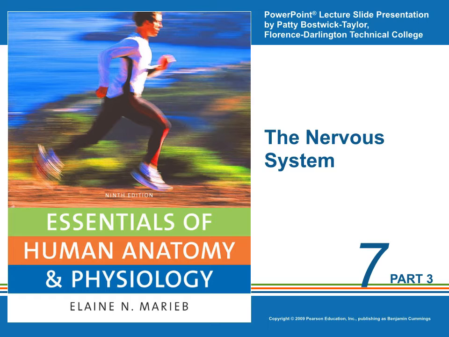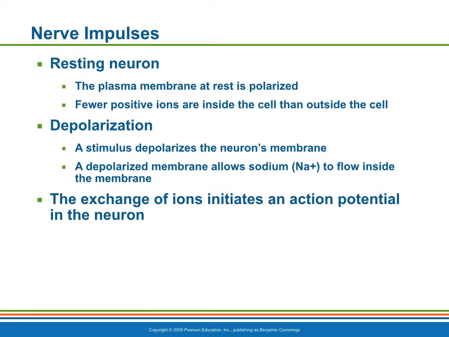In this lecture, we will discuss how a nerve impulse is transmitted. The plasma membrane of a resting or inactive neuron is polarized, which means that there are fewer positive ions sitting on the inner face of the neuron's plasma membrane than there are on its outer face. The major positive ions inside the cell are potassium, and the major positive ions outside the cell are sodium. As long as the inside remains more negative than the outside, the neurons will stay inactive.